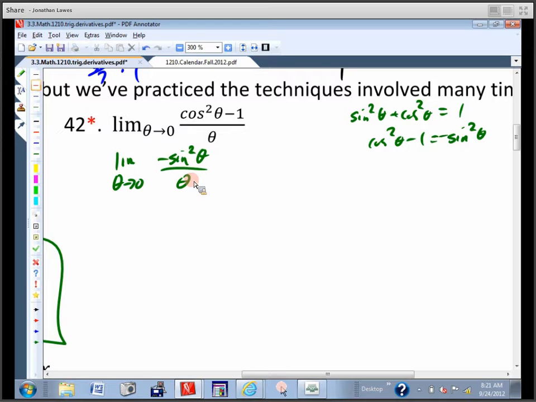Yep. Take the power out of functions, like just sine theta over theta. Could we take the square out, totally out of the whole thing? We couldn't, because the bottom's not squared. But you're on the right track. How could we make that look like there's just one sine? Michael, break it apart into this. Limit as theta approaches 0, negative sine of theta times the sine of theta over theta.